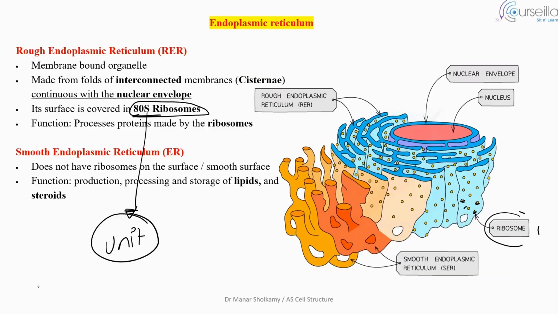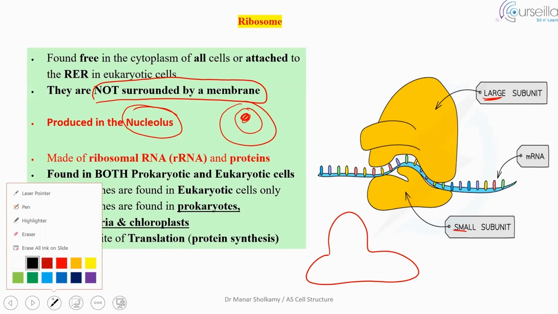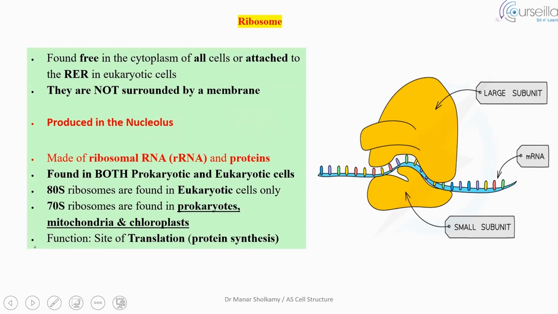Now the question is where is the smaller ribosome found? Now we know the location of the larger ribosome. Where is the smaller ribosome found? I already mentioned two organelles which contain the smaller ribosomes. The mitochondria and chloroplasts. Excellent. Well done. And they're also found in prokaryotes.